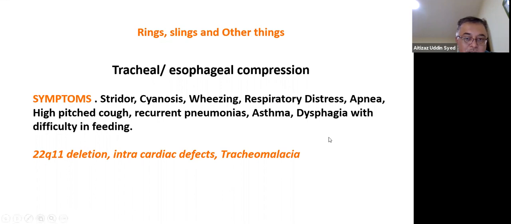And previously, people used to do contrast swallow esophagograms to find an extrinsic compression. Rarely done these days. Again, associated with 22q deletion and intracardiac defects. But I want to warn you about tracheomalacia. Tracheomalacia is a common association and can give you a lot of problems postoperatively if you do not think about it or rule it out preoperatively.